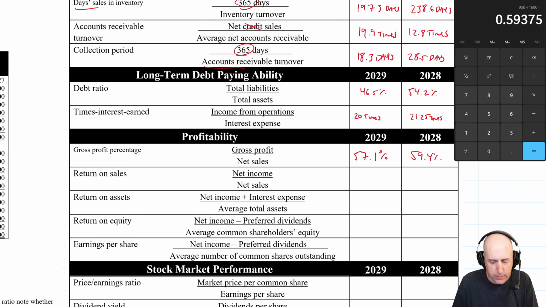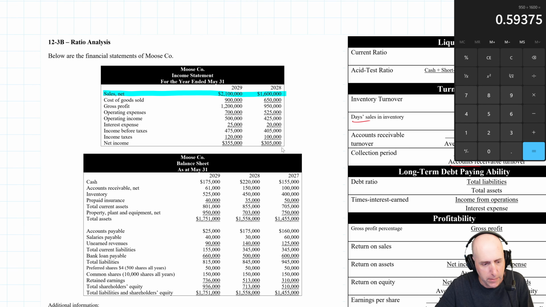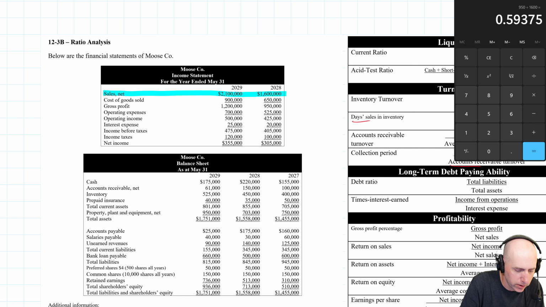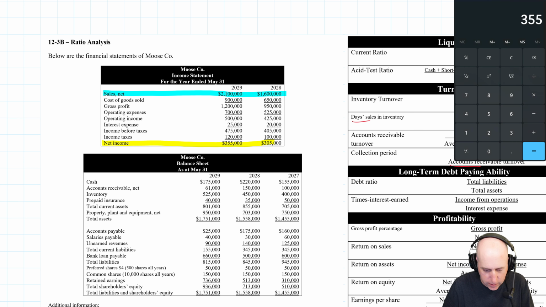Return on sales, net income divided by sales. Okay, so blue one remains the denominator. The yellow one is our numerator. We're going to take the yellow and divide by the blue. So 355 divided by 2.1 million, 16.9%.